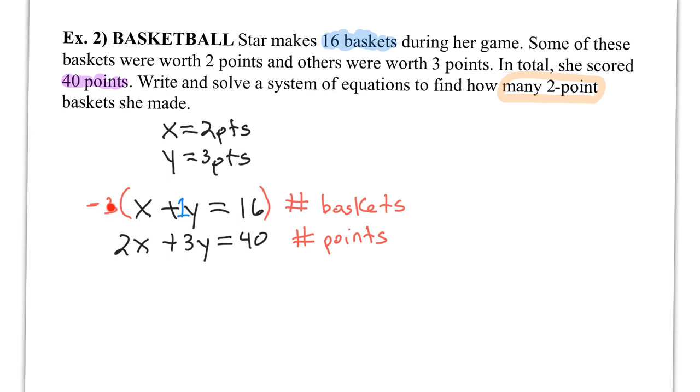If I multiply negative 3 times positive 1, that's going to be negative 3. And the other y has a positive 3. So that's going to cancel. They will have the same coefficient and different sign.